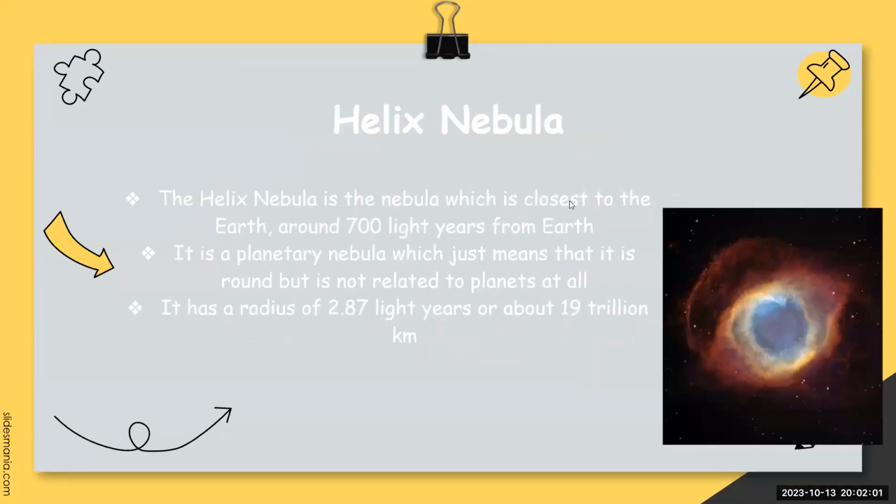Okay, so we got the Helix Nebula. It's the nebula which is closest to the Earth, which is around 700 light years. It's a planetary nebula, which means that it's round, and contrary to what the name might suggest, it's not related to planets at all. And it has a radius of about 2.87 light years, or about 19 trillion kilometers. And you can see it on the right. It's got more of a circular shape. I think some people actually might call it the eye of God, because it kind of looks like an eye.